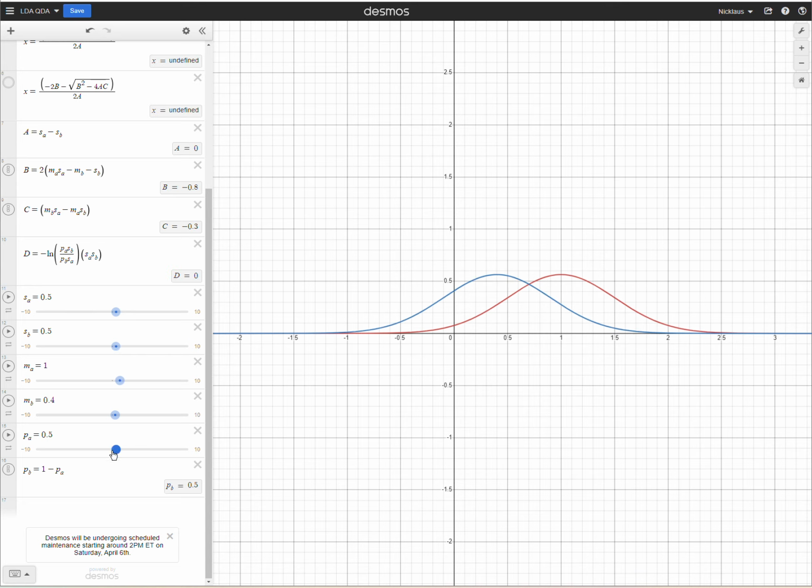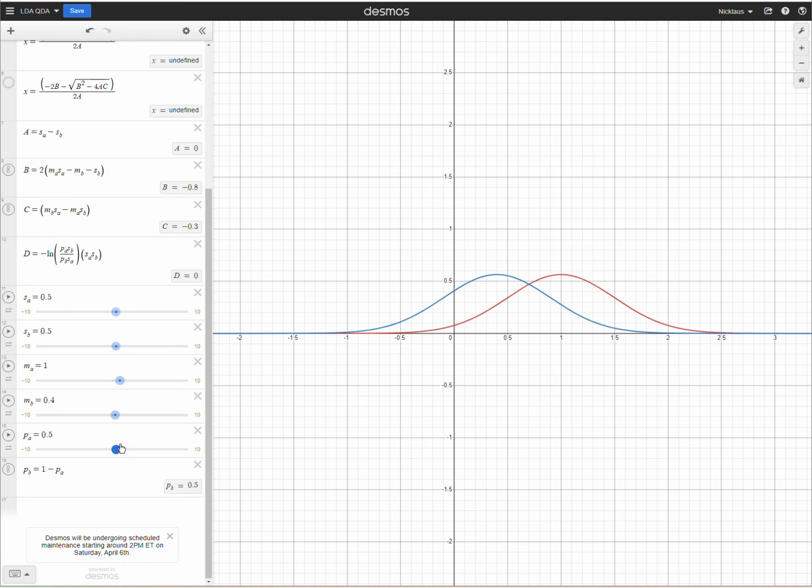And then PA here is the prior probability for A, and the prior probability for B is just 1 minus the probability of A. So notice as I move the probability of A up, nothing is happening on the graph. If I go to 0.9, then the probability of B is 0.1. Similarly, if I go down to 0.1 for probability A, then it's 0.9 for B. But I'm going to set it to 0.5.